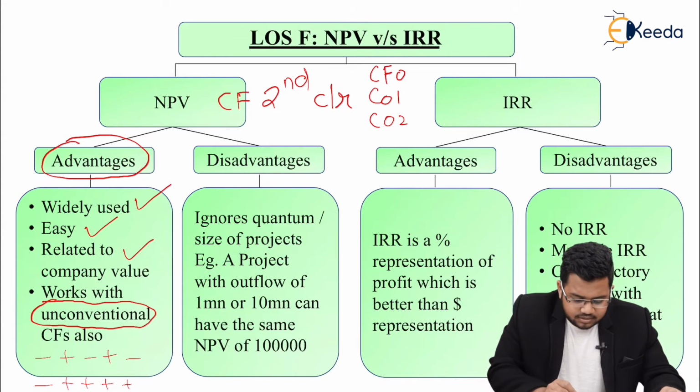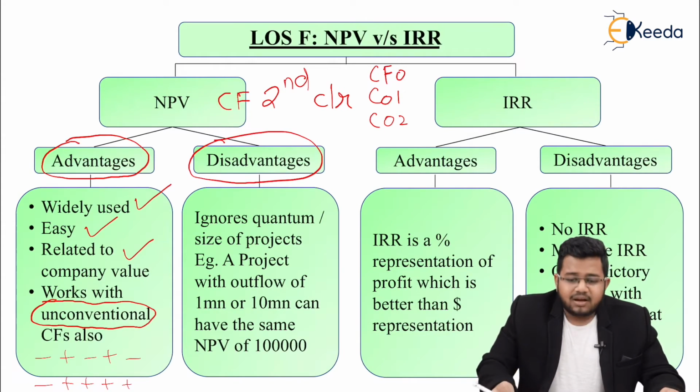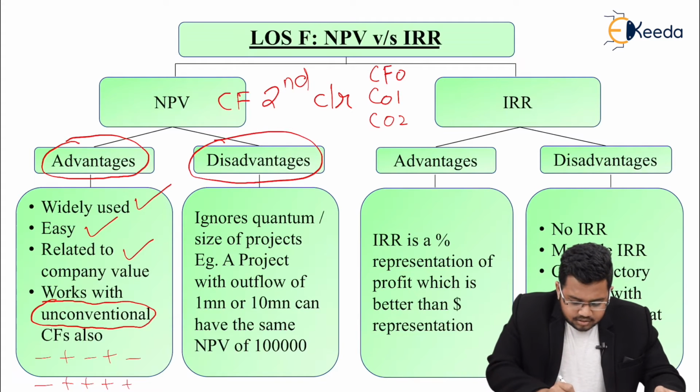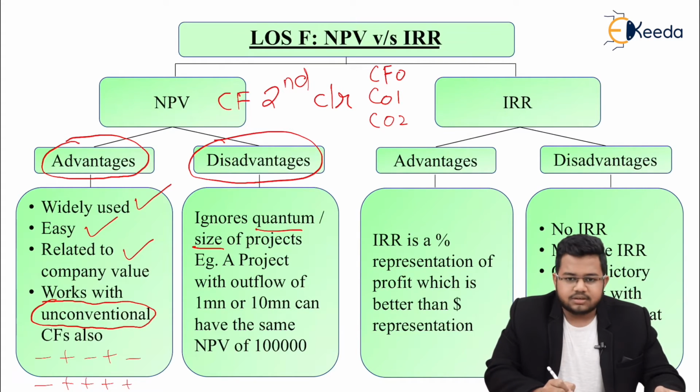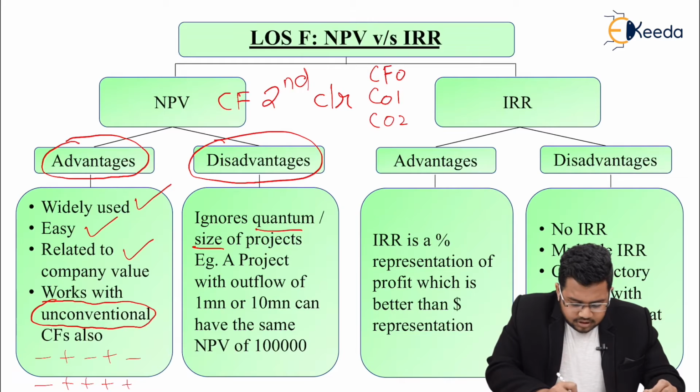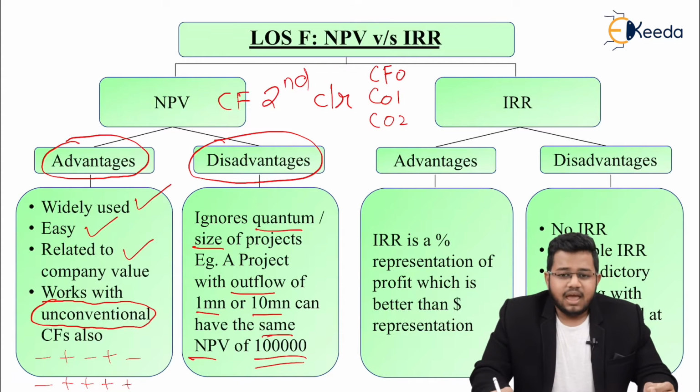Now disadvantages of NPV. There's only one major disadvantage, that it ignores the quantum or size of the projects. So if the project is, let's say, large and another project is small, NPV method can give you some contradictory rankings. Like I've taken one example. A project with outflow of 1 million or 10 million can have the same NPV of 1 lakh. It is quite possible that both the projects are giving me the same NPV of 1 lakh. Now, which one should I select?